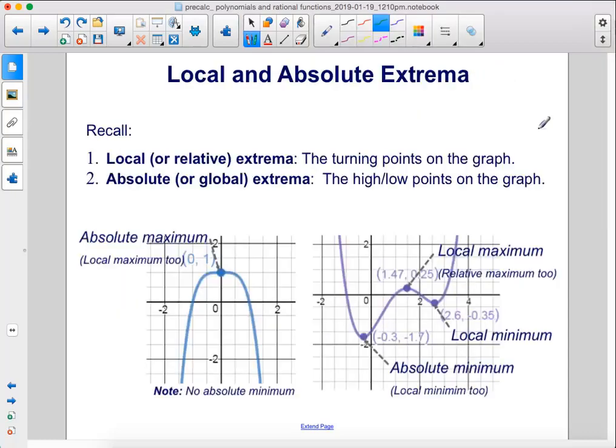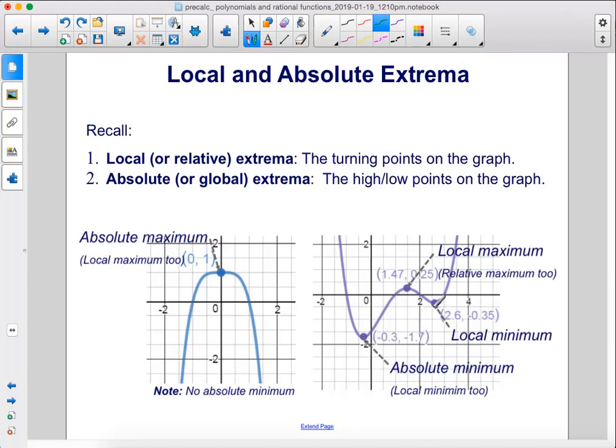Recall that local or relative extrema are the turning points on the graph. Absolute or global extrema are the high and low points on the graph. So here we have an absolute maximum, which is also a local maximum, but there's no absolute minimum. Here we have an absolute minimum, which is the lowest minimum. It's also considered a local minimum.